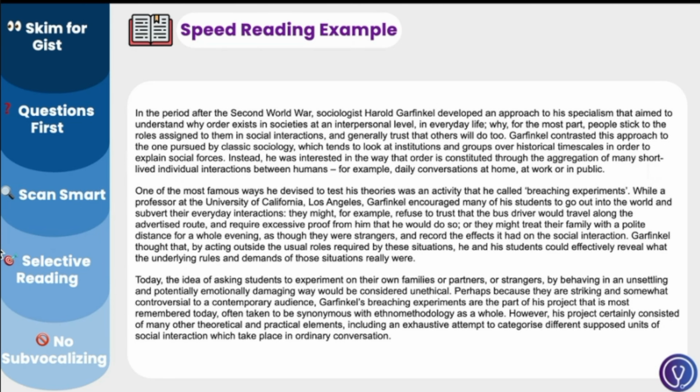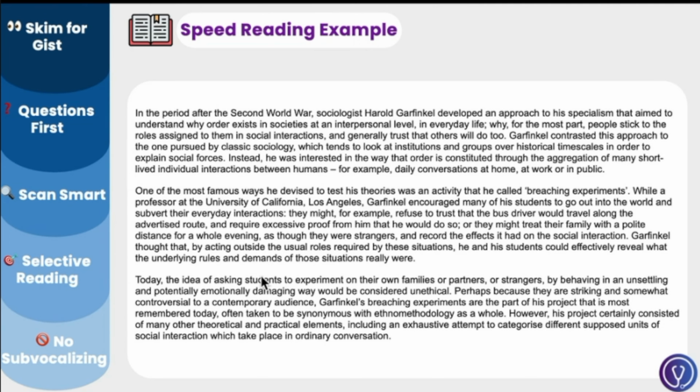So we don't read the whole thing. It depends on what you mean by read the whole thing. I'm going to skim the whole thing, but I'm not going to read it in complete detail. Classical sociology tends to look at institutions over historical timescales to explain social forces. So we're talking about order in a society and why it exists. And then the middle paragraph will generally go into detail about the first paragraph, so we're going to skip that for now.